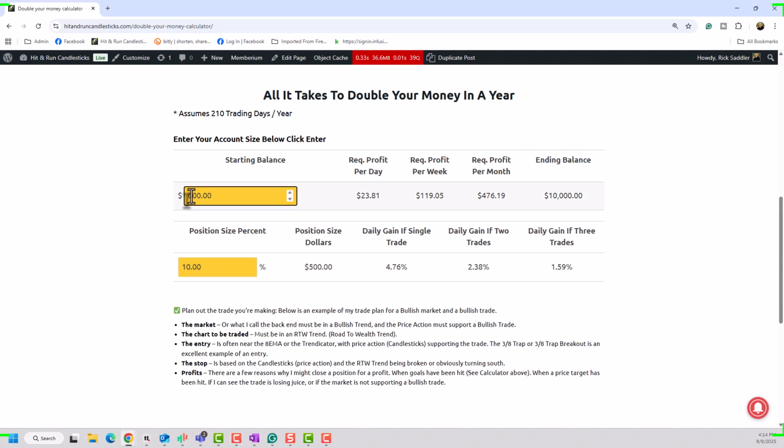Let's turn this number to $8,000. Say you have $8,000 in your trading account. Just change it to 8. Click enter, and it changes. Now all you have to do is net profit $38.10 a day on average. Per week, on average, $190.48. And per month, $761.90 per month, and you will double your money to $16,000.